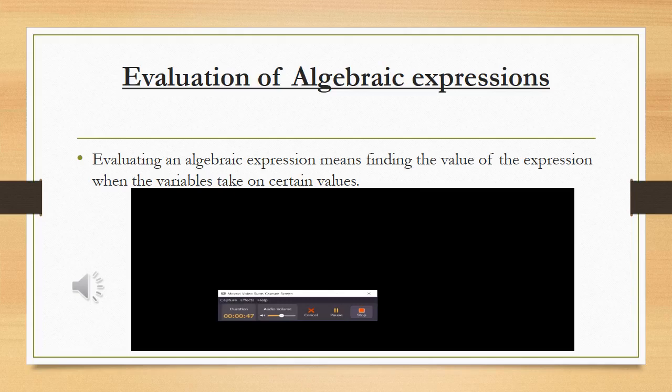For example, if we have 4x minus 3, 4 is the coefficient, x is the variable, minus is the mathematical operation, and 3 is the constant. We don't know the value of x, it is a variable. To evaluate the algebraic expression, if we assume that the value of x is 4 or 5 or 6, we have to put it in and take the proper answer. It is called the evaluation of algebraic expression.